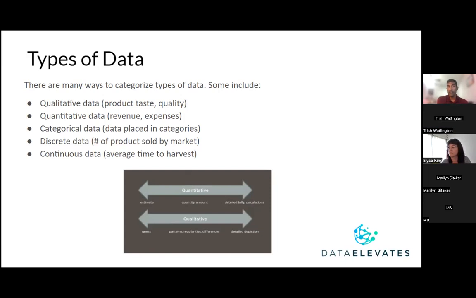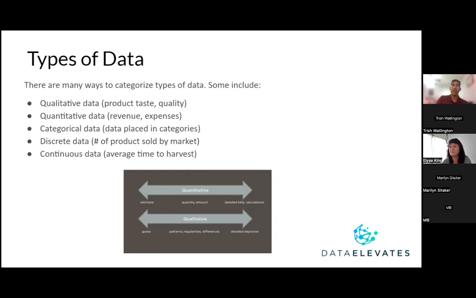Categorical data is basically data placed in categories. And then there are other types of data here. Discrete data is like number of products sold by market. It's information that can be discretely counted, like a pound, 2 pounds, 3 pounds. Continuous data is data that runs the gamut. A good example is average time to harvest. Another is height. People don't go from 5 foot 1 inch straight to 5 foot 2 inch. There's a gradual growth there, and that gradualness is continuous data.